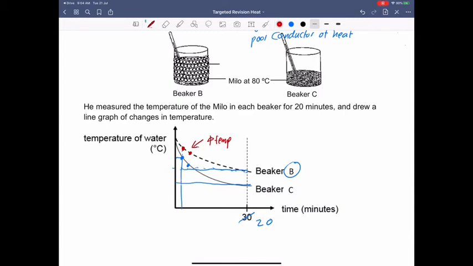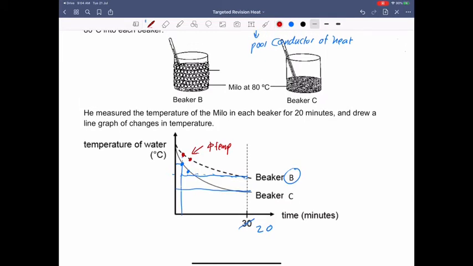So whatever is happening, it means that B, which was wrapped with the bubble wrap, has prevented heat from being lost. Now, if you remember correctly, the concept of conductors of heat talks about whether a material allows heat to flow through it quickly. A good conductor of heat will allow heat to flow through it very quickly as compared to a poorer conductor of heat. Now, you need to be very careful.